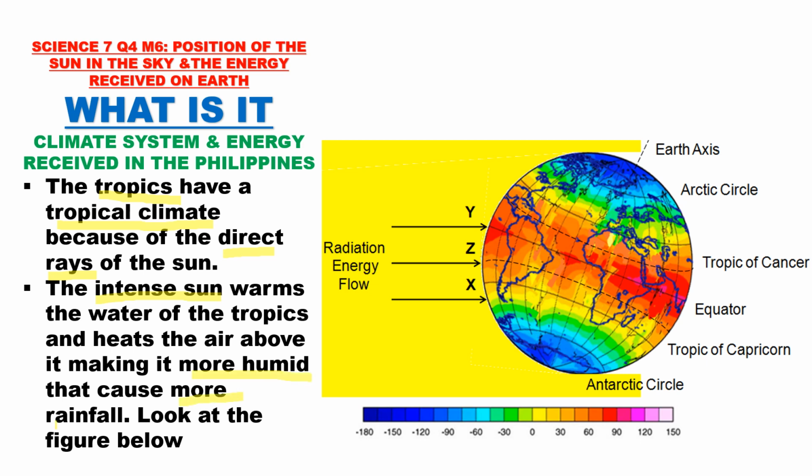The intense sun warms the water of the tropics and heats the air above it, making it more humid, which causes more rainfall. The tropics are regions of the earth that lie roughly in the middle of the globe. The tropics are found between the lines of latitude of the Tropic of Cancer and the Tropic of Capricorn. The tropics include the equator and parts of North America, South America, Africa, Asia, and Australia. The tropics account for 36% of the Earth's landmass and are home to about a third of the world's people.